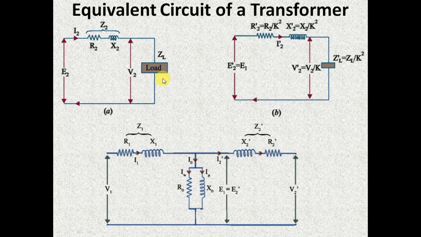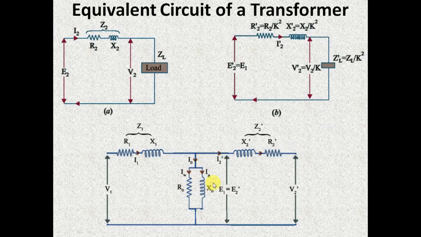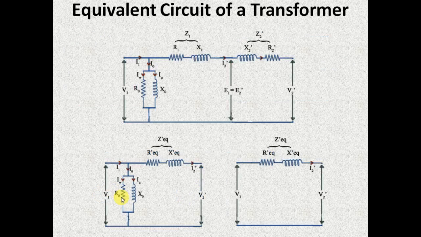And in the problem, it's under no load condition. That means there is no load connected at the secondary side. So definitely this value of current will be 0. And the current which will be taken from the primary side will be only the I0, because there will not be any flow of current through this path as it is open circuited. So if you see here, the voltage which will be appearing across these two branches will be V1. You will be able to understand more clearly from this diagram. And the value of V1 into IW is given as 400 watts in the problem.